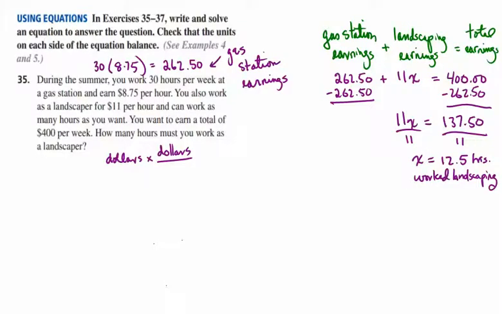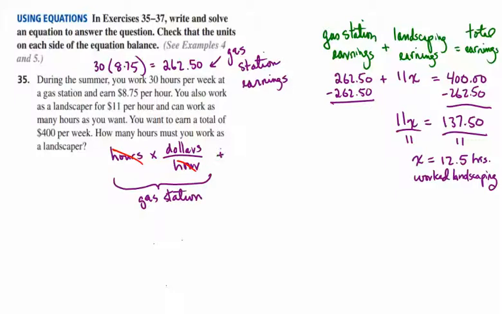We work 30 hours. So we have hours times dollars per hour, so that the hours cancel to leave us with dollars, and this is our gas station earnings.